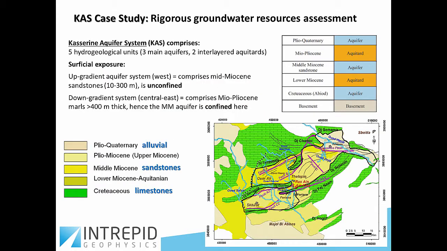The Kasserine aquifer system comprises 5 hydrogeological units, 3 main aquifers and 2 interlayered aquitards as shown here. In the upgradient aquifer system located west, mid-Miocene sandstones 10 to 300 meters thick are unconfined and shown by the bright yellow. The downgradient system in the central east comprises Miopliocene marls 400 meters thick at the greatest, and they are confining the middle Miocene aquifer in this region. This is shown in the pale yellow outcropping unit.